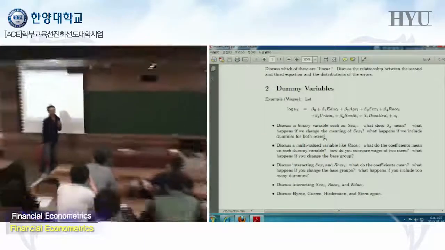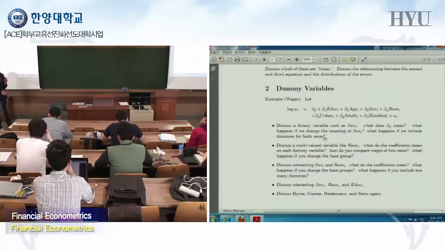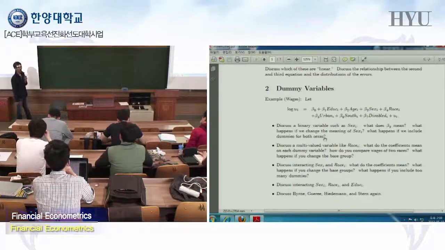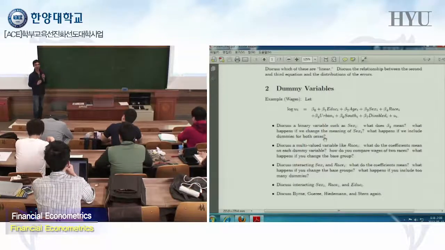In this case, actually, we cannot include both dummy variables. We have to do it differently, because if we include both male and female, then simply by adding male plus female, it becomes 1 for every element. Then it becomes exactly the same as the constant term. So by a linear combination of male and female, we generate the constant. So this is perfect multicollinearity. So we cannot run the regression.